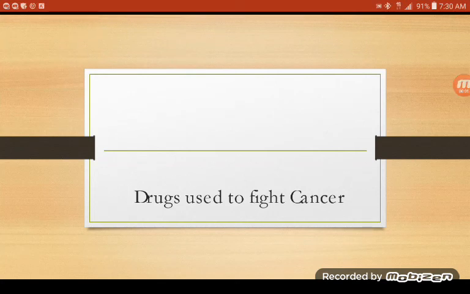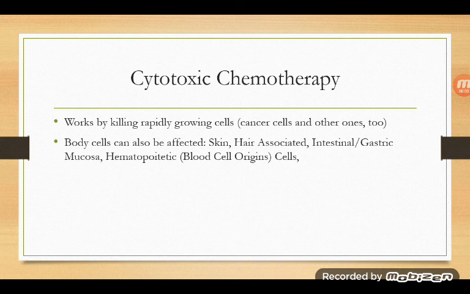Used to fight cancer. Cytotoxic chemotherapy works by killing rapidly growing cells. This is the cytotoxic chemotherapy. So cancer cells and other ones too. Body cells can also be affected: the skin, the hair, intestinal gastric mucosa, hematopoietic cells.